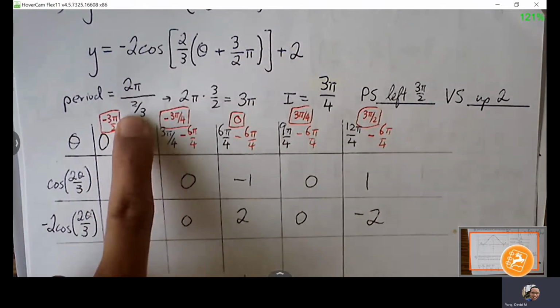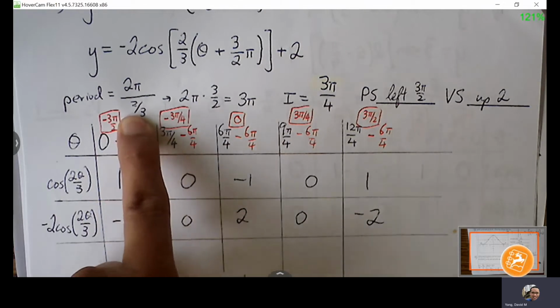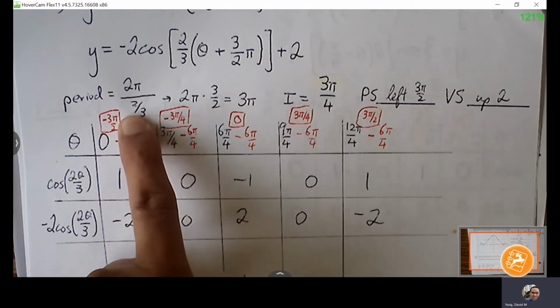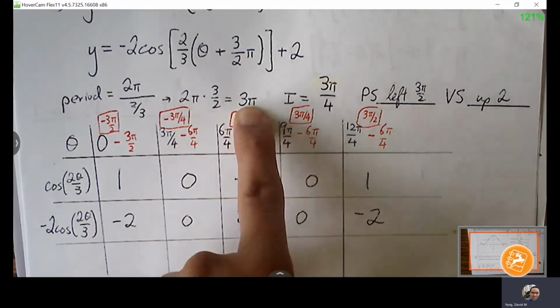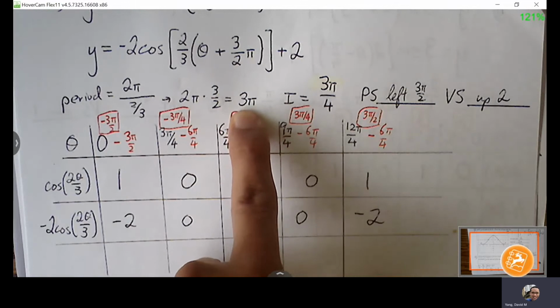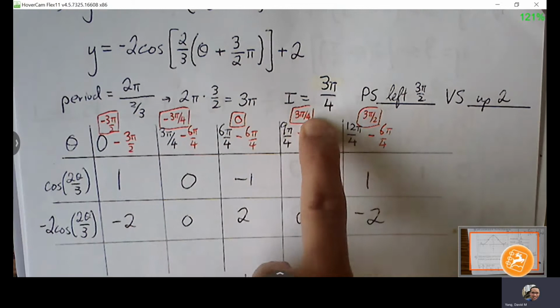2/3 is my b value, so from there, I'm going to help find the period. 2 pi divided by b is the same thing as 2 pi multiplied by the reciprocal. 2's canceled out, 6/2 is the same thing as 3, I get 3 pi. So that's the full length of my cycle. I have to take the interval, so I can know what each subinterval is going to be. Divide by 4, 3 pi over 4.